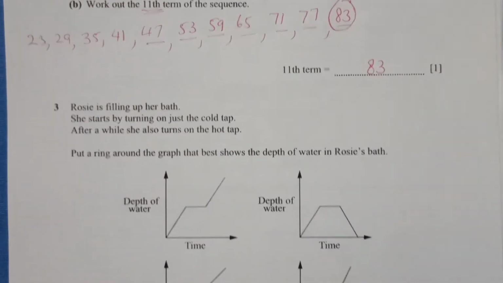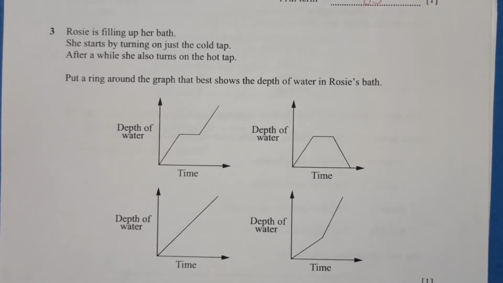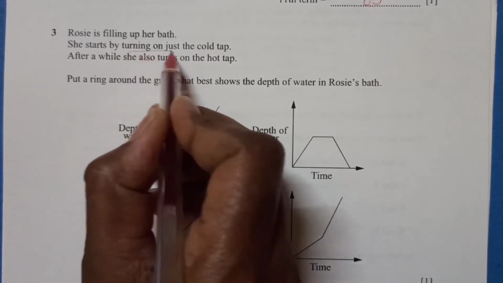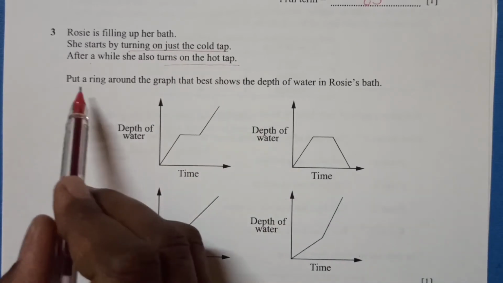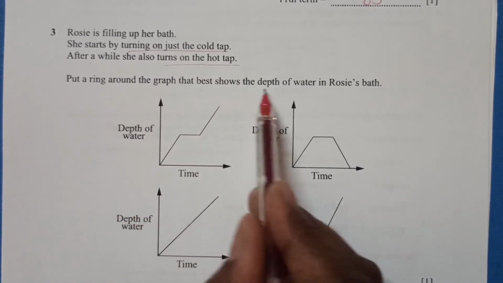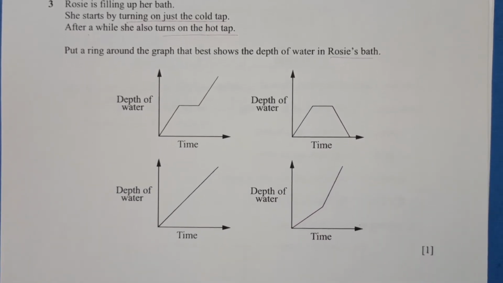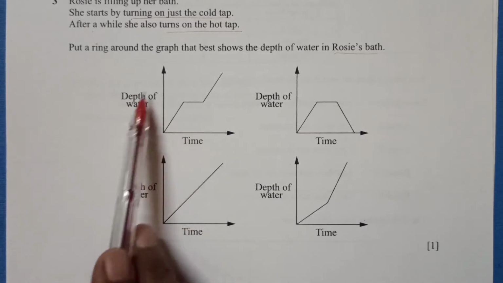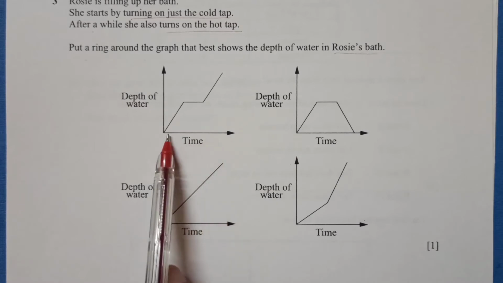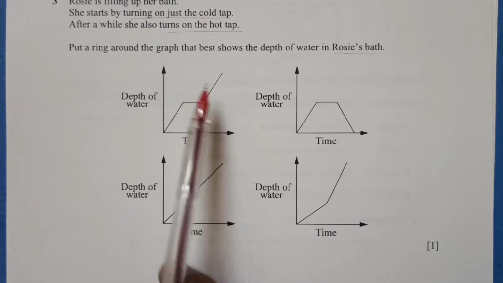Now number 3. Rosie is filling up her bath, right? She starts by turning on just the cold tap. After a while she also turns on the hot tap. Put a ring around the graph that best shows the depth of water in Rosie's bath. So now we need to look carefully at all these 4 graphs to know which one is the correct one, right? Now you see this one here, the water is increasing. This is depth of water against time. According to time, you see the water level is increasing, then it is stable.